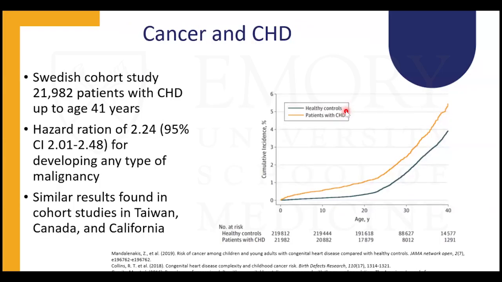The thing that's interesting is this patient presented due to an initial cancer diagnosis, and there is an association in terms of increased risk of cancer. It's overall small, but it is real with congenital heart disease. A Swedish cohort study found an increased hazard ratio of 2.24 for development of any type of malignancy, and similar results have been found in cohort studies in many different scenarios, one from Taiwan, Canada, and also California. Based on this information, I really encourage patients to have good primary care follow-up with all the normal screening, but there's no different screening that we do for our patients compared to the general population.